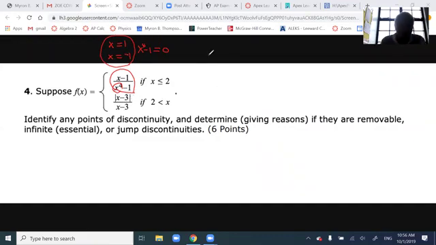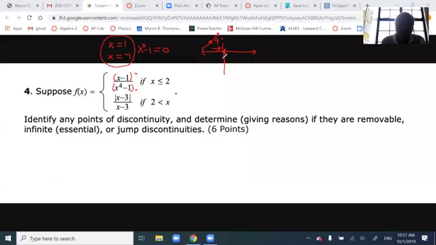But what kind of discontinuity? Take x equals 1, for example. If you approach 1 from the left side, you get something like 0.9. Then 0.9 minus 1 is negative, so this part is negative, and the denominator is also negative but a very small number. Negative over negative is positive, so at this point the graph goes to positive infinity.